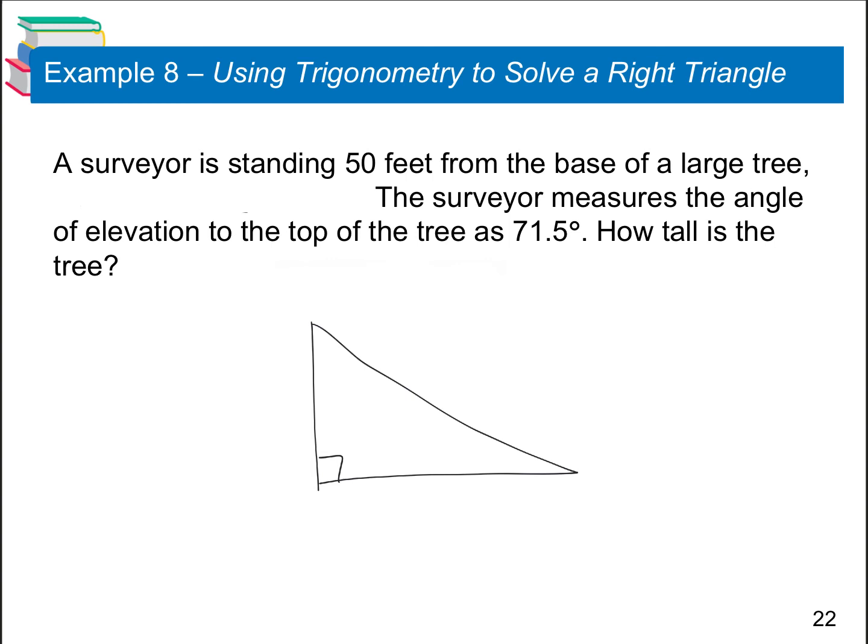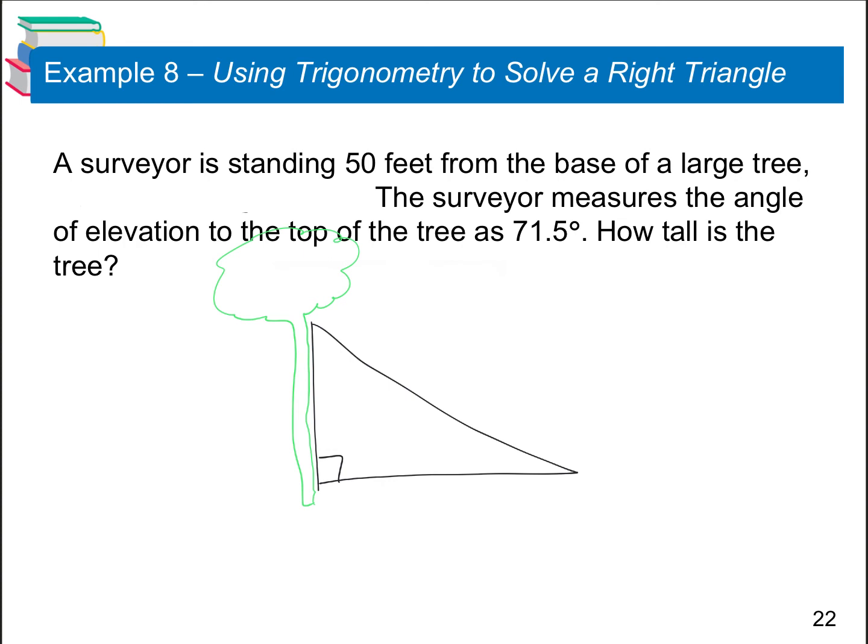It says a surveyor, just read the question. A surveyor standing 50 feet from the base of a large tree. All right, if you have a picture, picture your tree. Is your tree laying on the ground? No, it's just standing up, it's a large tree. It's standing up like this. All right, I'm going to wow you with my artistic ability. Get ready.